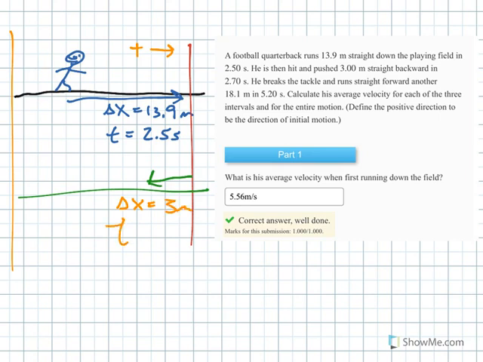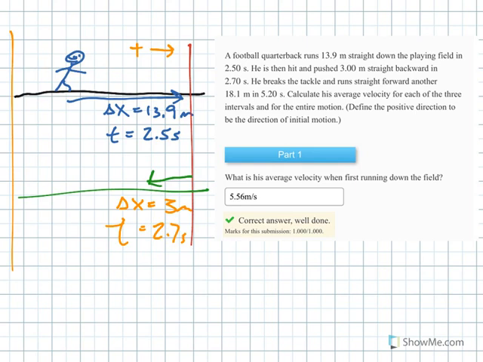And the time for that part of the problem was 2.7 seconds. And you may say, wait a second here. He ran 13.9 meters in 2.5 seconds. And then he only gets pushed back 3 meters in 2.7 seconds? Well, that's going to make sense. He's resisting, right, whoever's pushing him. So obviously, the magnitude of the speed during the second part is smaller than the speed during the first part of the motion here, right?